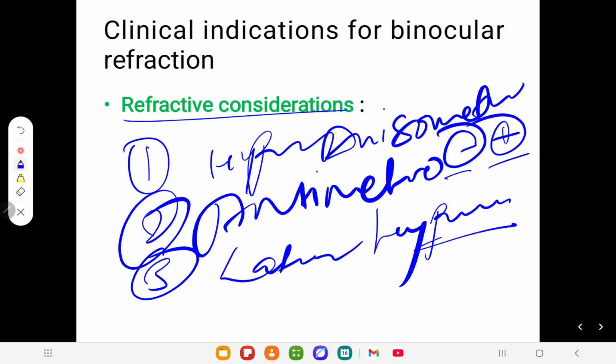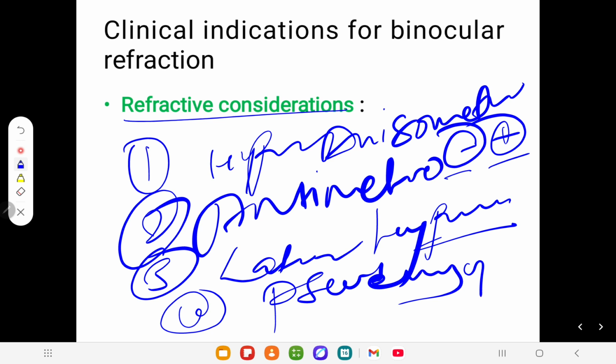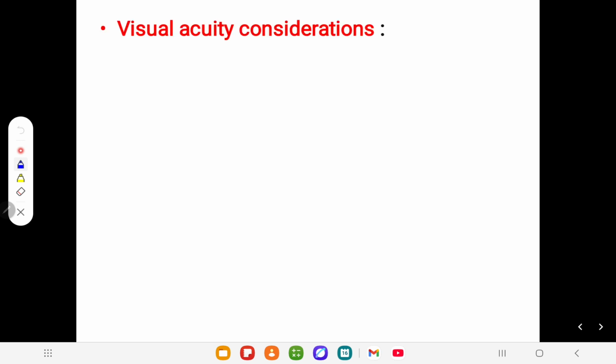In case of latent hyperopia, if you do binocular refraction, there is a high chance that accommodation remains stable. Fourth, definitely in latent, so yes, definitely pseudomyopia. It's very important to understand these four refractive conditions we consider in case of binocular subjective refraction.